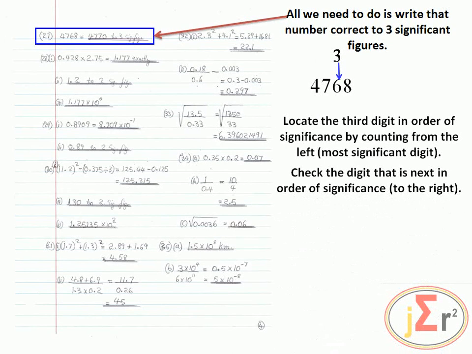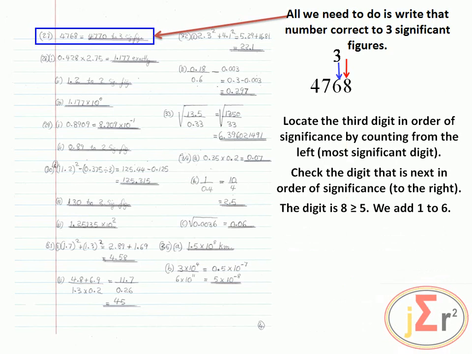Check the digit that is next in order of significance to that third significant digit. We will find that to the right. So if we want to find the digit that is next in order of significance going down, then that digit will be located to the right.